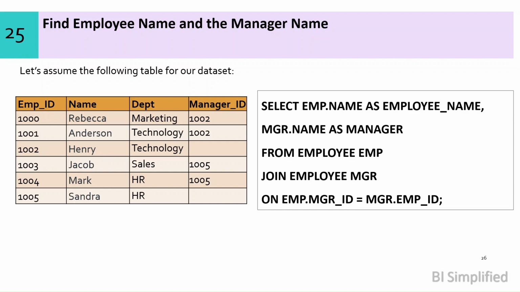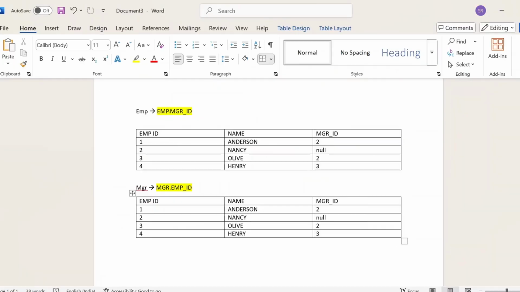So let me just explain how it is working here. See here, I have just created some tables for your understanding. I'll refer to the first table as employee and the second table as manager. In this table, you have the employee and their manager ID. For Anderson and Olive, the manager ID is 2, and for Henry, the manager ID is 3. The manager ID from employee should match the employee ID from manager. So for the first row, we'll see what the manager ID is. That is 2. Now we'll see where this manager ID matches the employee ID.